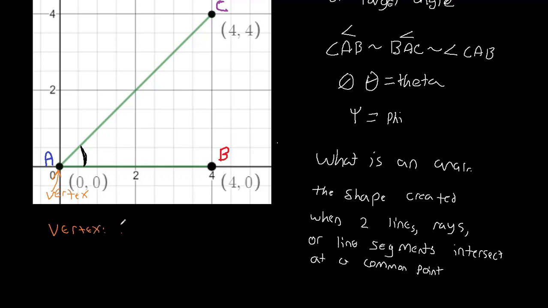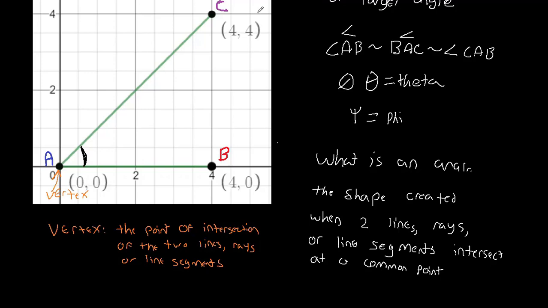And the vertex is the point of intersection of the two lines, rays, or line segments. This is the point where we start to create the angle. This is also called the endpoint of the angle. So A in this case is our vertex of the angle.